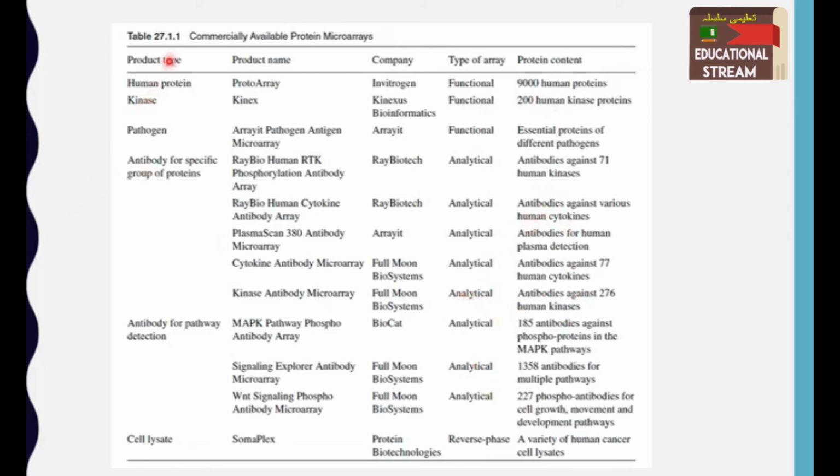So you need to remember the name of one from each type. You can memorize the human ProtoArray for functional analysis, and then antibody arrays for a specific group of proteins. You can remember one group of protein like the cytokine antibody microarray, which is an example of the analytical type of array. Then cell lysate, as we know, is reverse phase, so it is provided by Protein Biotechnologies, and the product name is Somoplex. It is an example of reverse phase, and it contains a variety of human cancer cell lysates which are used for the identification of proteins.